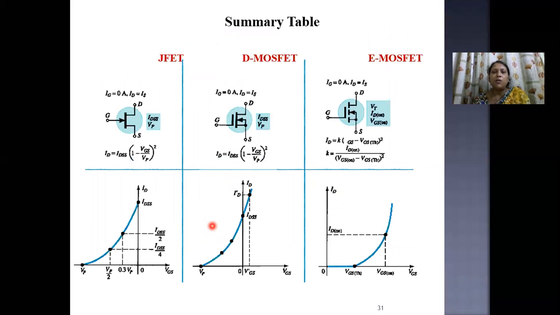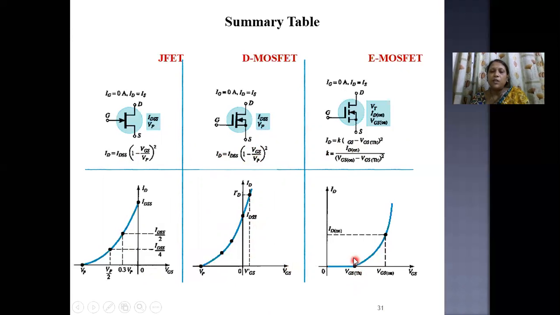So this is the comparative study of JFET, DMOSFET and eMOSFET. We have already learned how to draw the transfer characteristics of JFET. The same concept can be applicable here also. For eMOSFET, the drain current formula is this one, but for DMOSFET it is similar to JFET. The same formula has been used here.